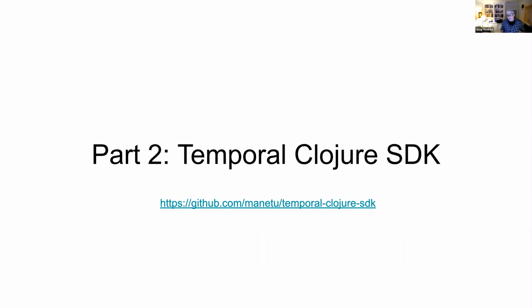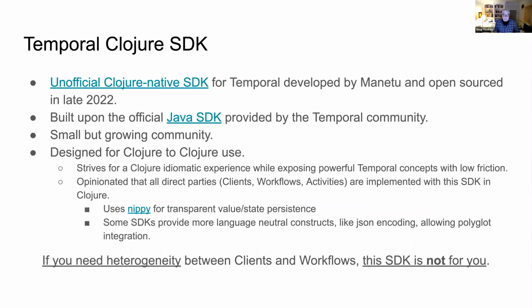So, the Clojure SDK. This is available up on GitHub under my company's GitHub page, Manetu, Temporal Clojure SDK. There's reasonably decent documentation there, so hopefully you'll find that that's true. But certainly any questions, just reach out to me. But the history of that SDK, first of all, it's unofficial, right? So it's not endorsed by the Temporal upstream guys at all, but I have shared it with them, and they do link to it from the community page, et cetera. But it's unofficial, so it's an unofficial Clojure SDK.